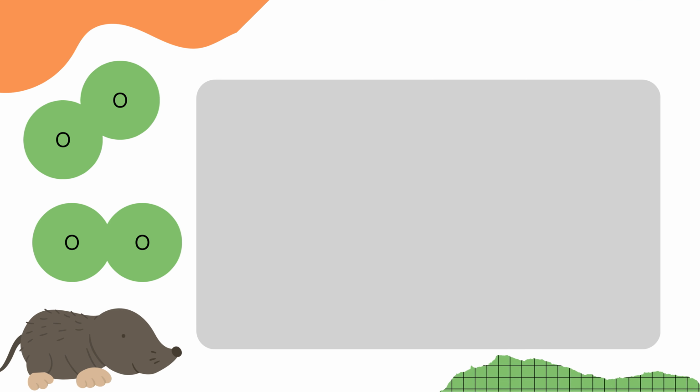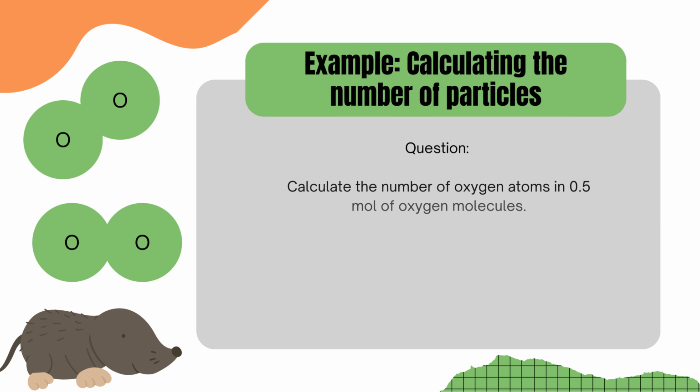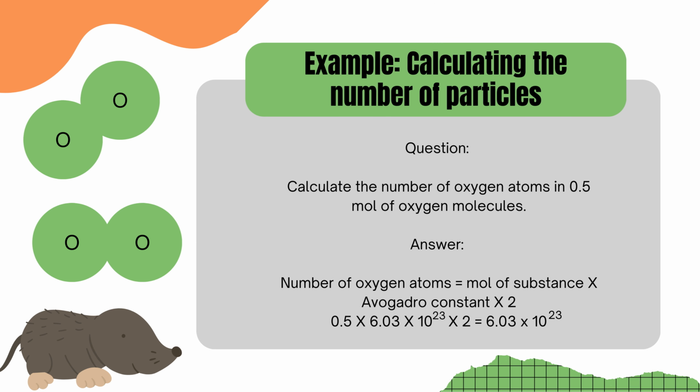Now we are taking another example of oxygen atoms. Calculate the number of oxygen atoms in 0.5 mole of oxygen molecules. The formula is number of oxygen atoms is equal to moles of substance multiplied by the Avogadro constant multiplied by 2, and here the value 2 is for the 2 atoms of oxygen in an oxygen molecule. Now by solving this, 0.5 multiplied by 6.02 multiplied by 10 raised to power 23 multiplied by 2 is equal to 6.02 multiplied by 10 raised to power 23.